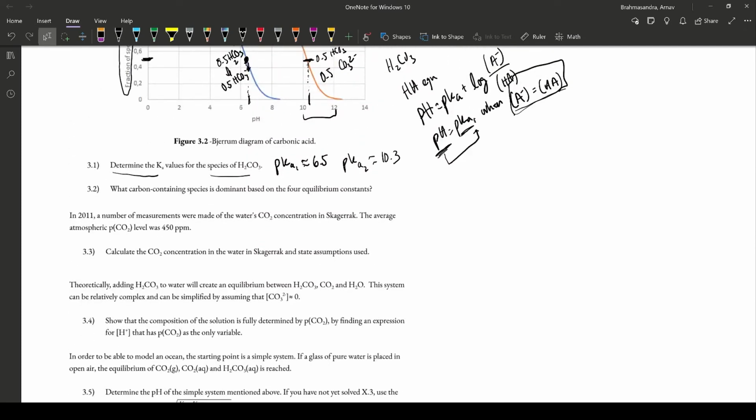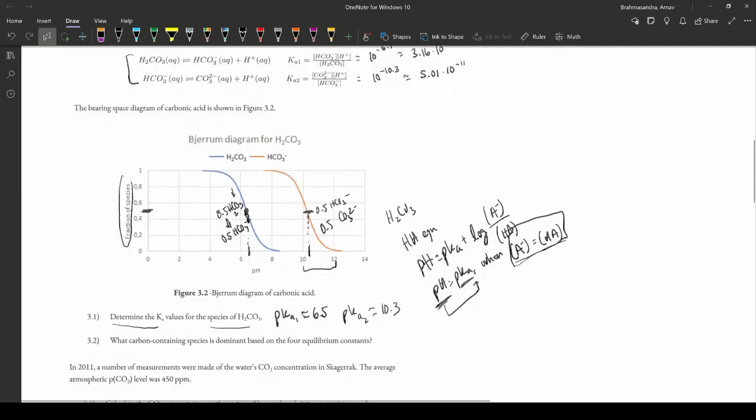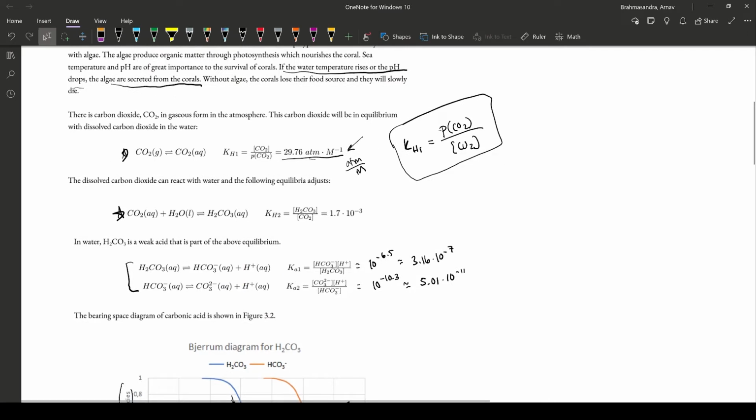But let's continue to 3.2. What carbon-containing species is dominant based on the 4 equilibrium constants? The first equilibrium constant just tells us gas to CO2 in solution. So we're basically looking at the dominant thing in solution, right? Obviously there's going to be more CO2 in the atmosphere than in solution, because the entire bank of carbon dioxide is in your atmosphere. So basically CO2 is starting off as the winner. We're going to assume the concentration of CO2 is the highest, and we're going to see if something else beats it.